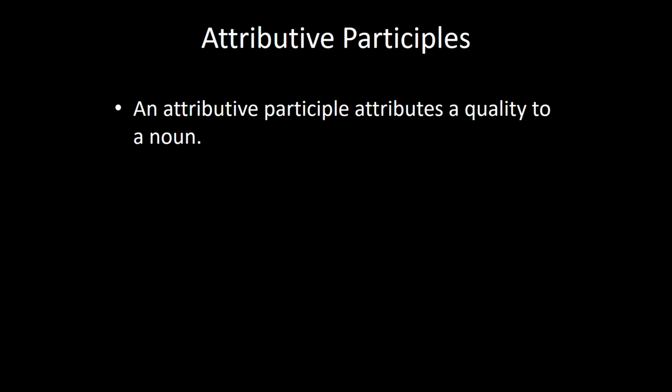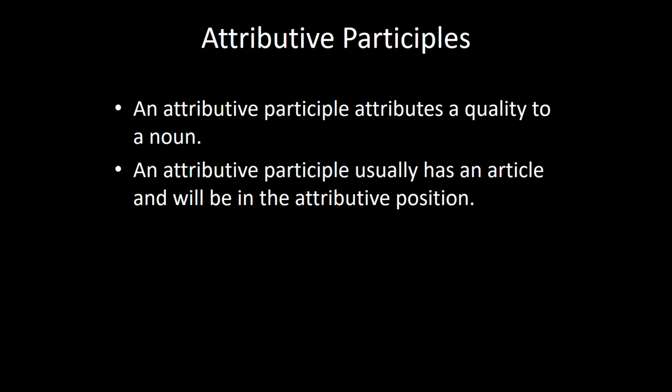So let's start with attributive participles. An attributive participle attributes a quality to a noun. The attributive participle usually has an article. That's very good news. And it will be in the attributive position. You remember we had attributive position with adjectives. The adjective noun. Instead of adjective, just stick participle in that slot. The participle noun. That's one of the attributive positions. That's the one that looks most like English. The wise student, the adjective noun.